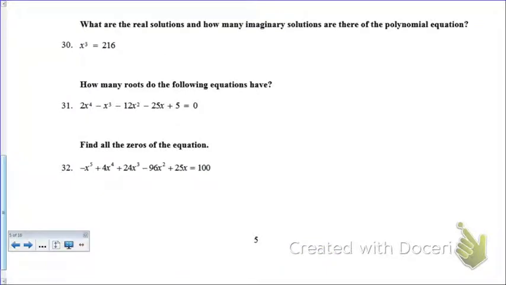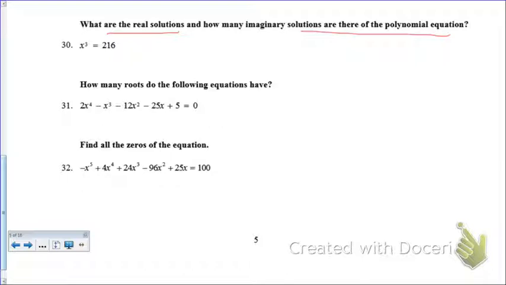Okay, number 30, it asks what are the real solutions, and how many imaginary solutions are there of my polynomial equation. Real solutions are my zeros, or where it crosses the x-axis. So the real solutions, I'm going to actually give values for those, and then my imaginary solutions, I just need to tell how many. So I'm going to graph this.